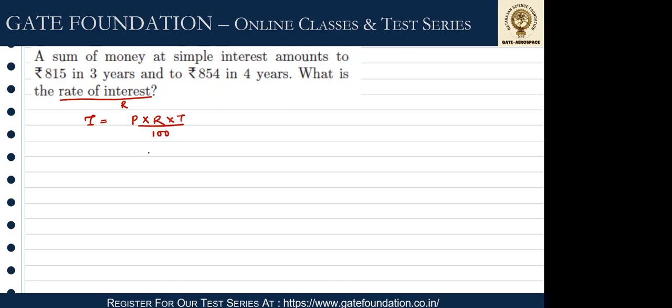Now in this question, two cases are given. The first case is about the first interest, in which P is not given, R is not given, only time is given, that is 3 years. Upon 100, this whole thing results into the value of 815, right? But this is not just the interest. If you see, it is amount plus interest. Amount plus interest.